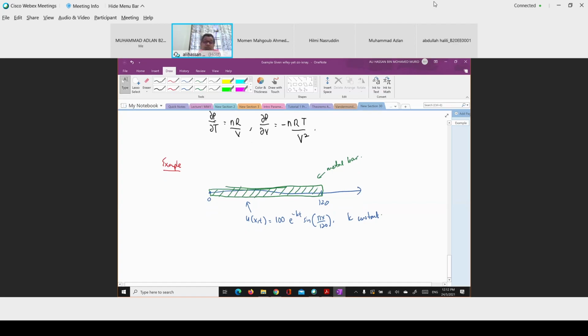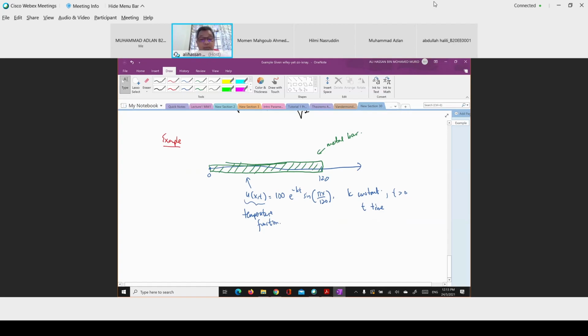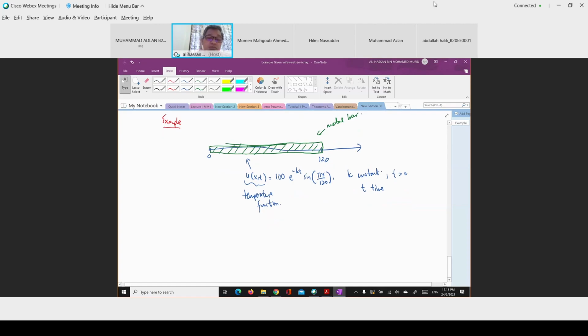Where t, we can think of as time greater than 0. So u(x,t) here can be viewed as a function that depends on x as well as t. It's a temperature function, describing how the temperature varies from point to point with respect to time. So if I differentiate u with respect to t, what is the answer? Anybody tell me, what is u partial t here?